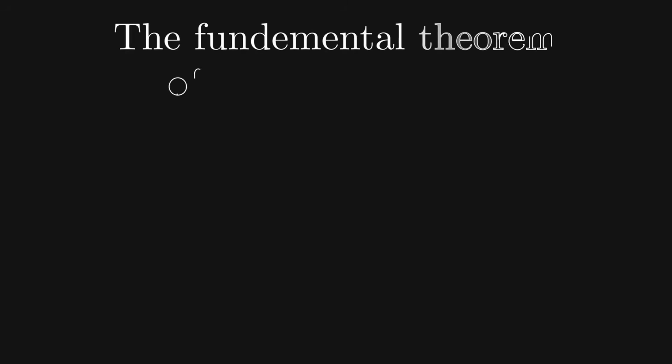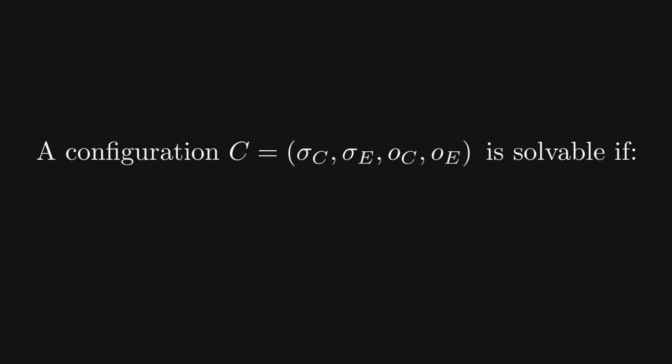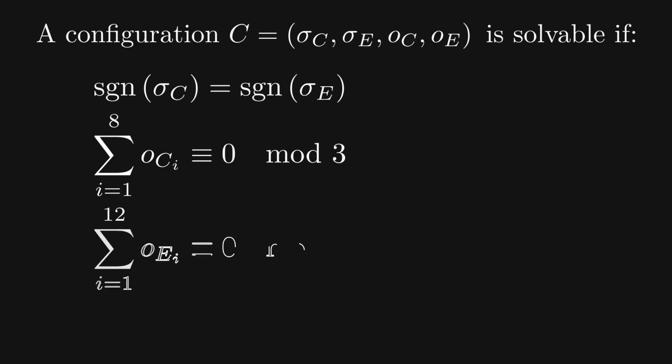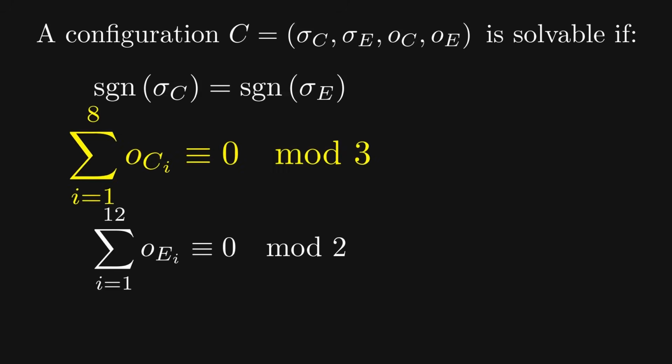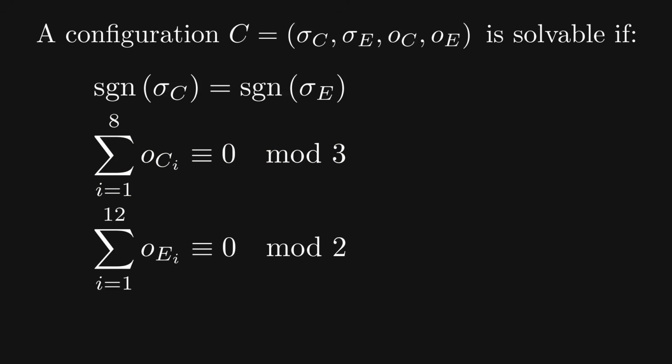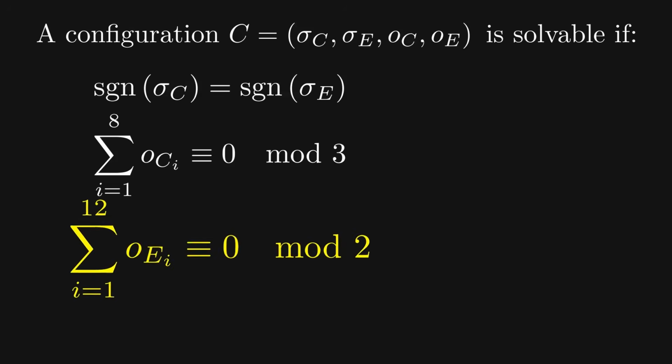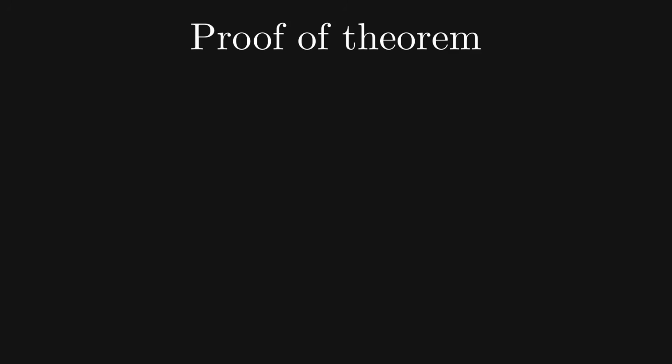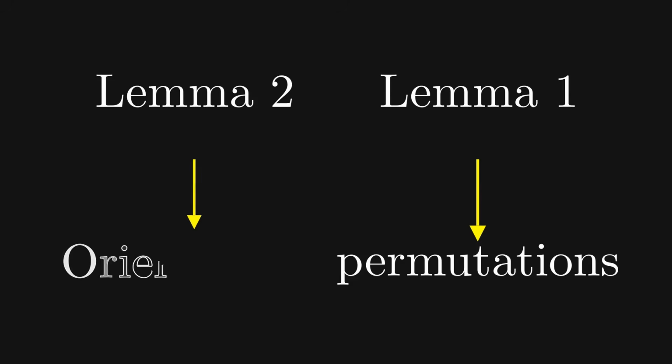We're finally going to employ all the tools we've developed so far to prove this theorem called the fundamental theorem of the Rubik's cube, which states that a configuration is solvable if the signatures of its permutations are equal, the sum of the components of its corner orientation is congruent to 0 modulo 3, and the same holds for the edge pieces except modulo 2. The proof of this theorem is split into 2 lemmas. The first deals with the permutations and the second deals with the orientations. We will prove both of these lemmas.